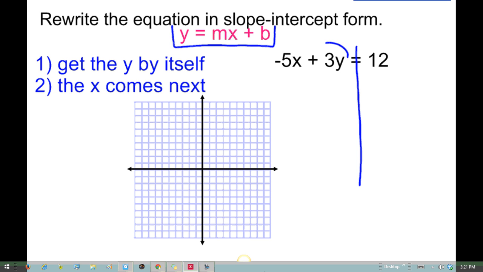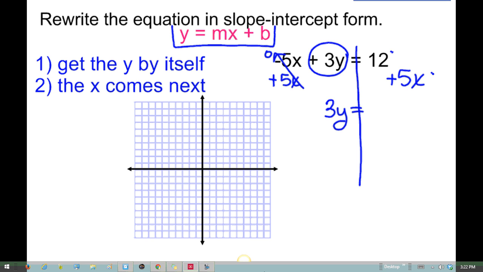I need the y by itself. So I start by circling the y and its coefficient, and I'm going to get rid of that negative 5x by adding 5x on both sides. This turns into a zero pair. It's gone from the left side. I am left with 3y equals. Now, am I allowed to combine these two pieces? No, because they are not like terms. I cannot combine 12 and 5x.